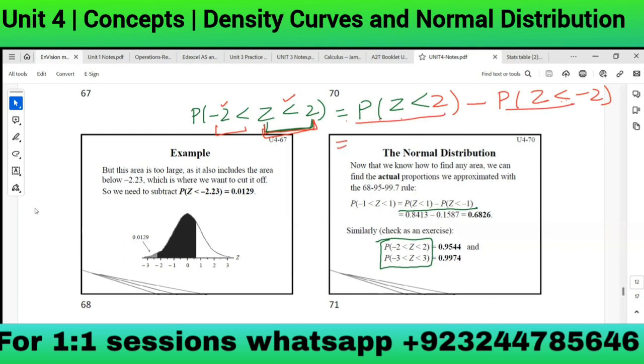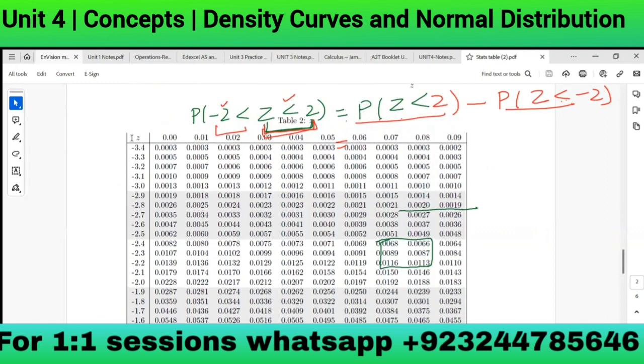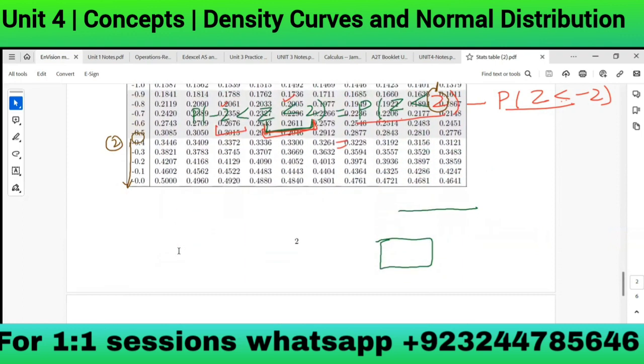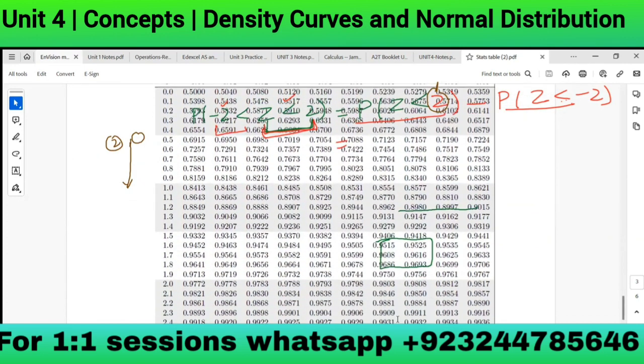Okay, let's see. This is the table. I will do it in front of you. I have to find the value of P of Z less than 2. So I will find 2 in my table on the left side. This is called Z, as you can see written over here. So in this column, you're going to find 2. This is all negative values, so I can't find 2 over here. I will go down. These are all decimal values. Here I find 2.